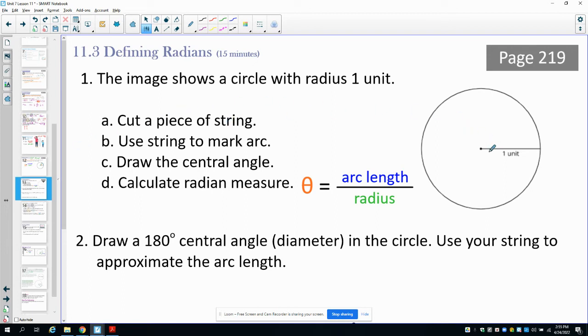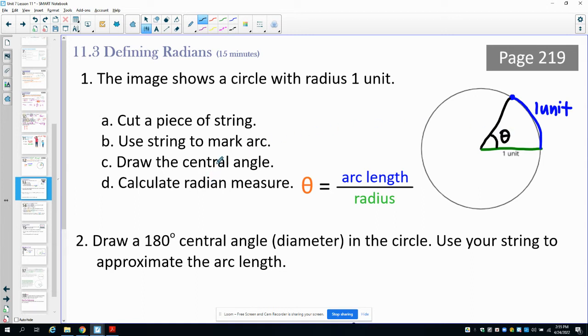All right, so you were going to cut a piece of string the length of the radius. So you should have cut the string that long, however long it is in your book. And then move that string onto the arc. So pick the string up and then lay it down on the curve of the circle until it stops. So this would represent 1 unit because it's the same length as this radius. And then you could create the central angle here. So just connect the end of that arc back to the center.